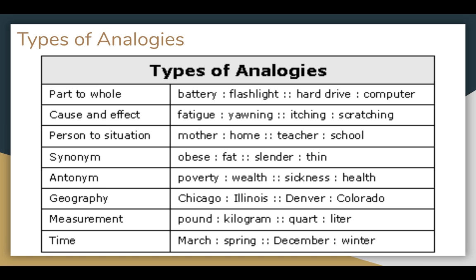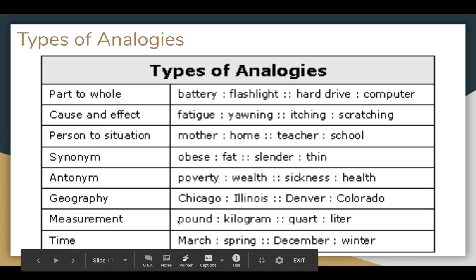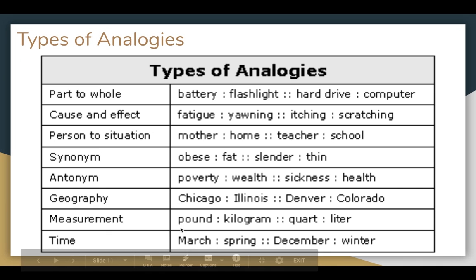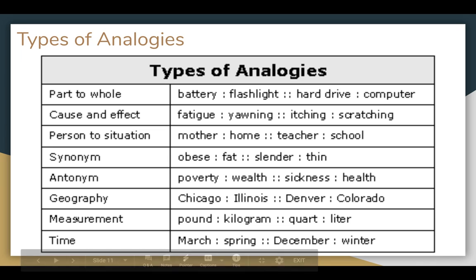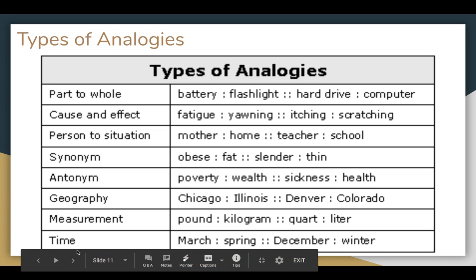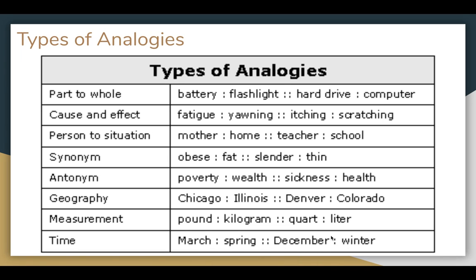Okay, measurement. A pound is to a kilogram, a quart is to a liter. Measurements are usually used in science and math, and they do ask you to convert them, don't they? So that's a type of analogy, you are showing a relationship between numbers and other numbers. And of course, time. So March is in spring, December is in winter, noon is midday, 6 p.m. is evening, okay, 5 a.m. is morning. Okay, this is all time.